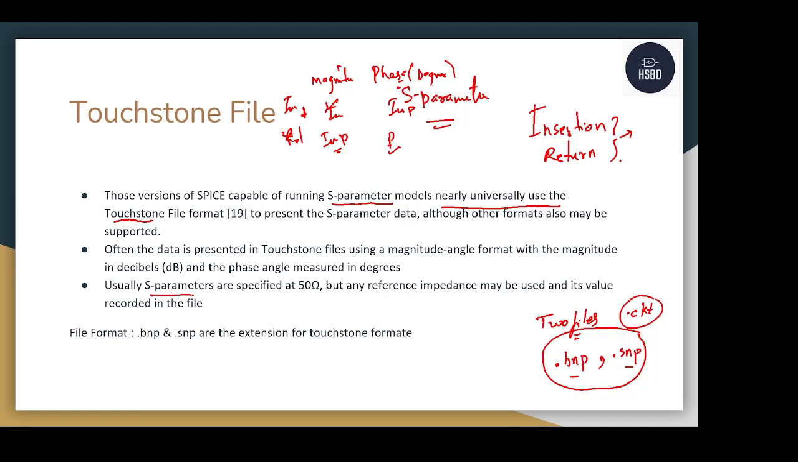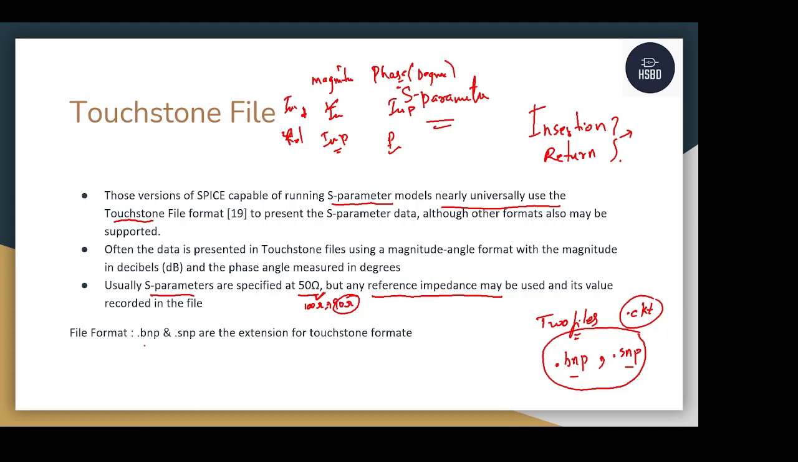And usually S parameters are specified at 50 ohms. But any reference impedance may be used. You can use any reference impedance instead of 50 ohms. Usually 50 ohm is used in the industry as an industry standard. If you want, we will make more videos on why we take only 50 ohms. In the case of single-ended, we usually take 50 ohms, and in the case of differential, we take nearly 100 ohms or 90 ohms. So it depends on the specifications of the interconnect also.